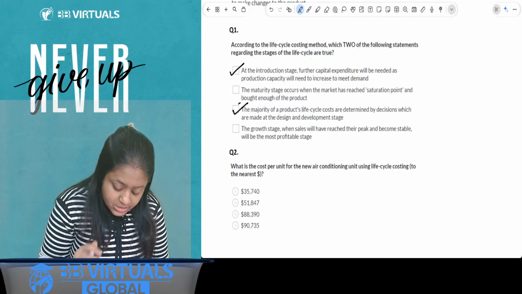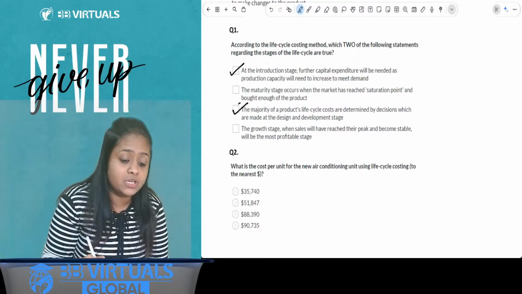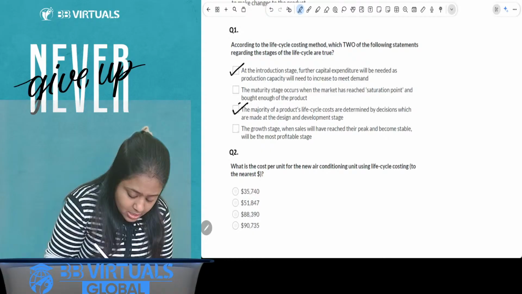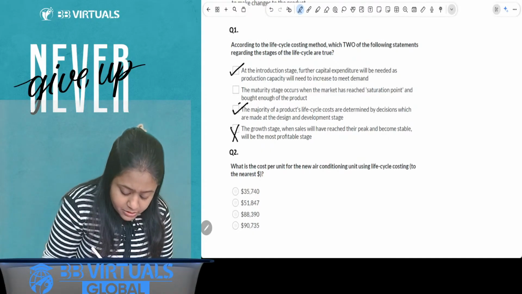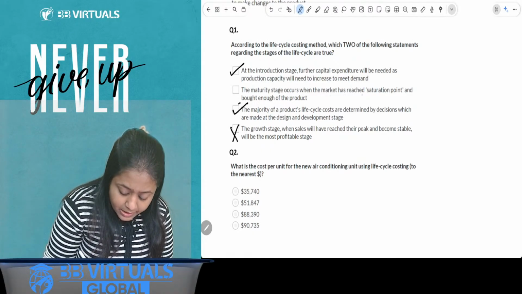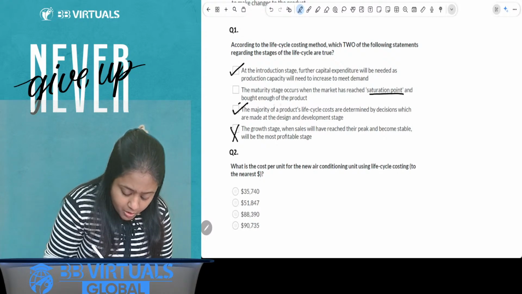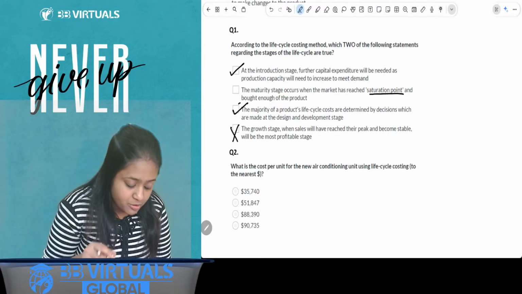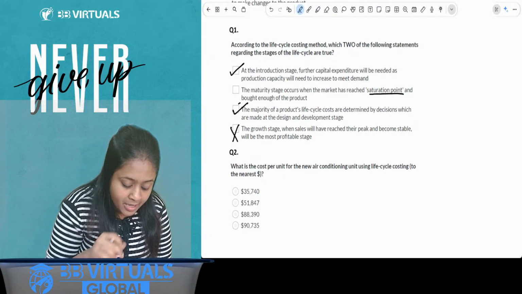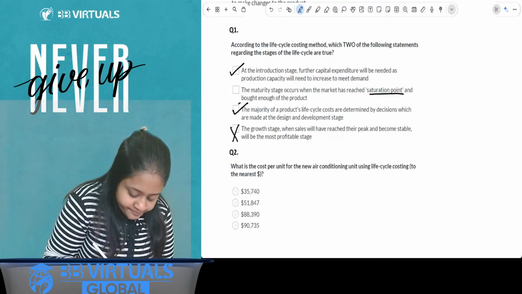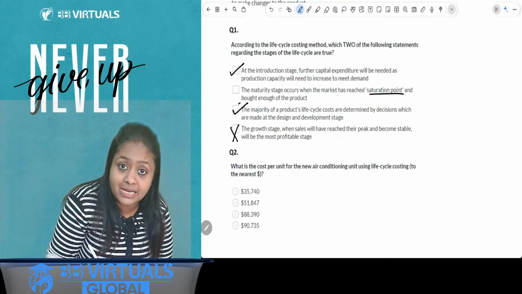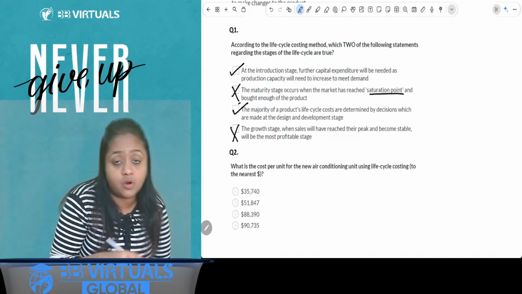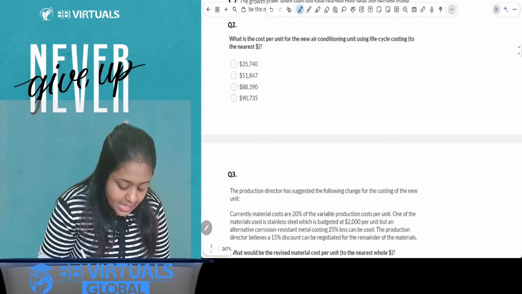The growth stage is not the most profitable stage. Maturity phase is the most profitable stage because that is the stage where sales are at peak. So this is the wrong answer. The maturity stage occurs when the market has reached saturation point and bought enough of the product. No, no, no. When the sales are at peak. So maturity stage is the stage where the sales are at peak, because this is the line that we use for decline phase, right? So I think that yeah, that is the statement wrong. So this is wrong. The correct answers are 1 and 3. Let's go to the next one.